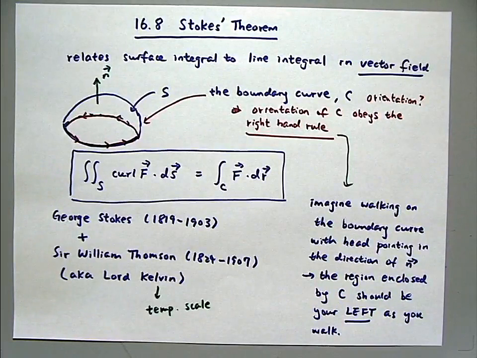Stokes' theorem actually can be viewed as a generalization of Green's theorem. So let's go back to Green's theorem just a little bit. Remember, Green's theorem says that the line integral of F dot dr is equal to this thing right here. Which, if you remember, I showed you the vector form of Green's theorem.